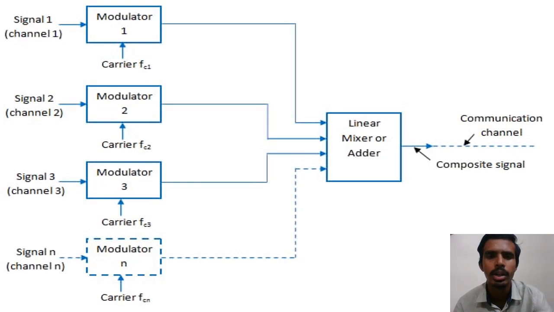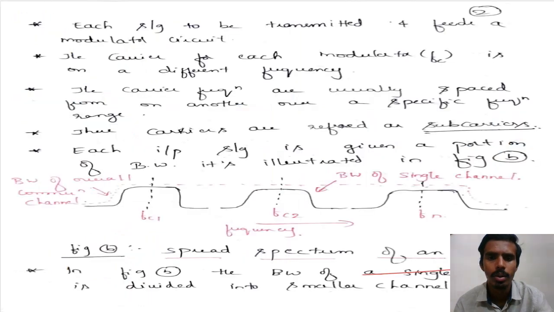So this is how the transmission process takes place. This is one of the examples that we can give for transmitters. Now let us understand properly about frequency division multiplexing in transmitter form. Each signal to be transmitted is fed to a modulator circuit.